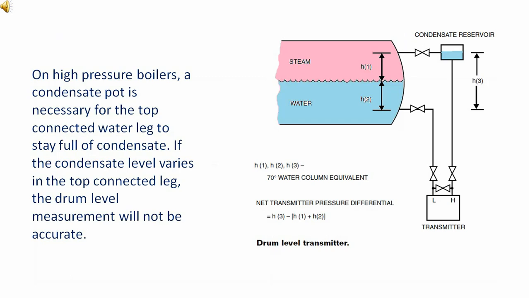On high pressure boilers, a condensate pot is necessary for the top connected water leg to stay full of condensate. If the condensate level varies in the top connected leg, the drum level measurement will not be accurate.